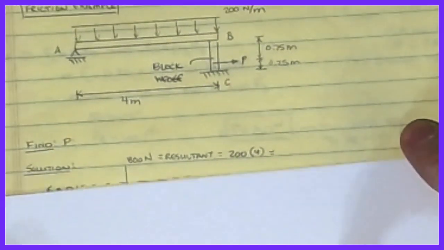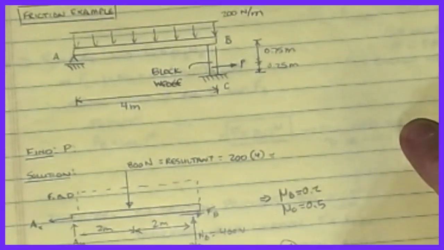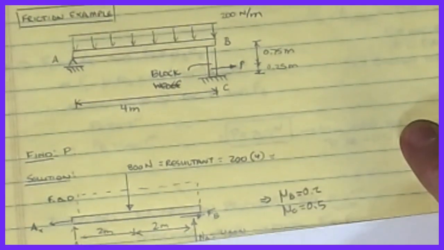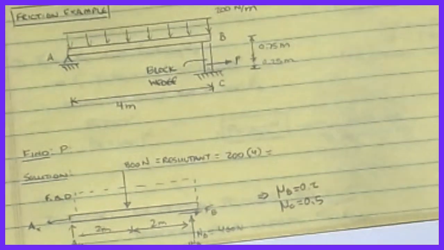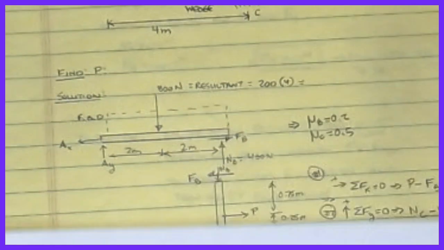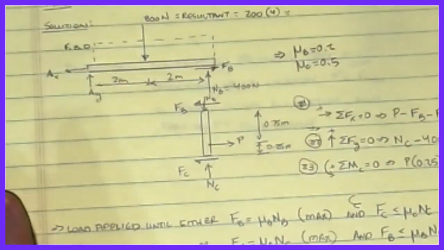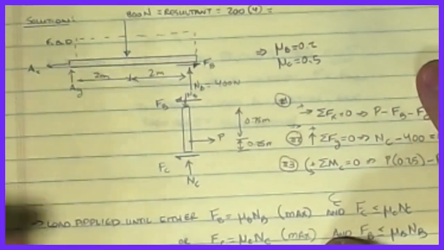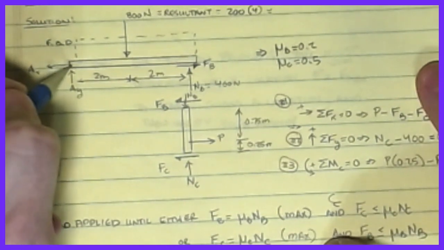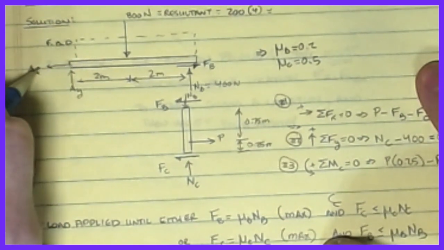Now we're going to draw a free body diagram, as you might expect. It turns out there are two of them to draw, one for each object. Here are the pictures. I have my simply supported beam, so I've got an AY and an AX.